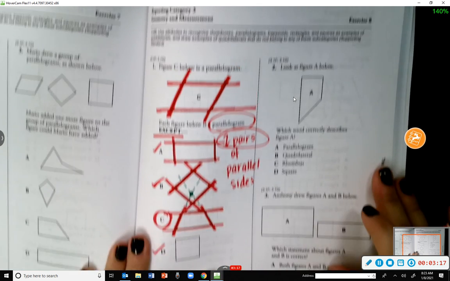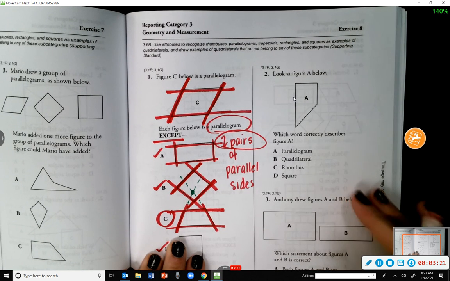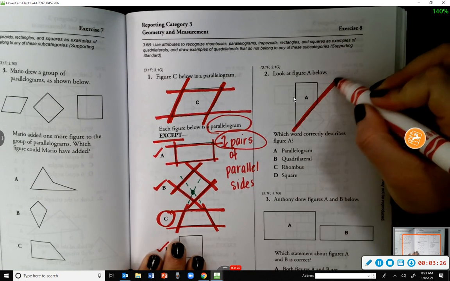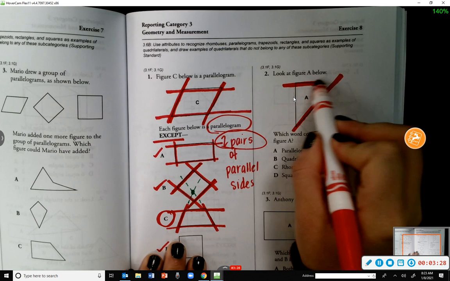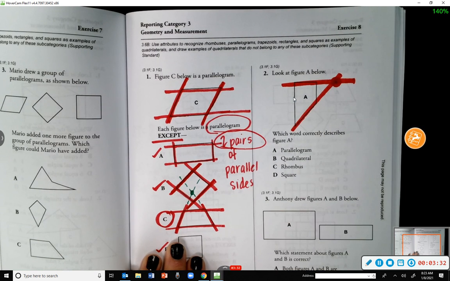Okay, number 2. Look at figure A below. Which word correctly describes figure A? Is it a parallelogram? No, because this and this will intersect, so they're not parallel. B, is it a quadrilateral? Yes. What's a quadrilateral?